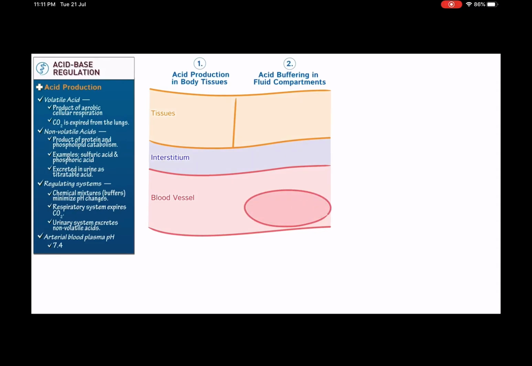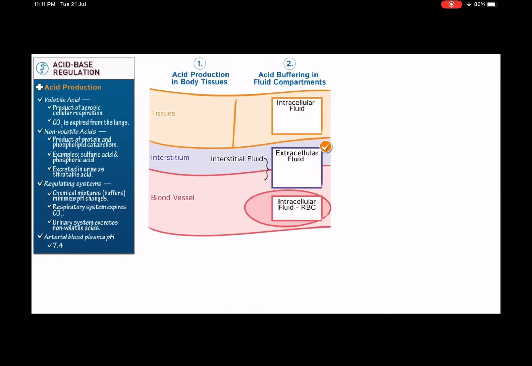Then show the fluid compartments as follows. Intracellular fluid is contained in the body cells and the red blood cells. Extracellular fluid includes the interstitial fluid and blood plasma within the vessel. Next, show that the body tissues produce acids, including carbon dioxide, sulfuric acid, and phosphoric acid. Indicate that each of these acids releases hydrogen ions that must be buffered in the body fluid compartments.